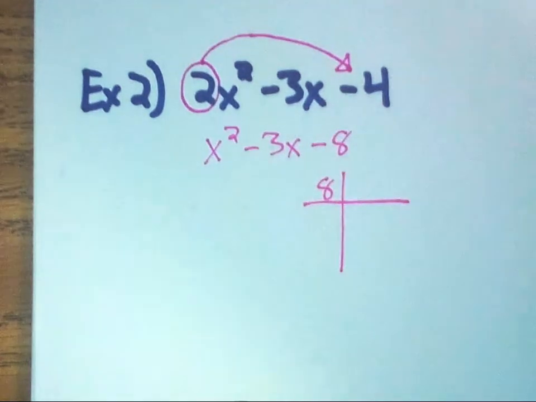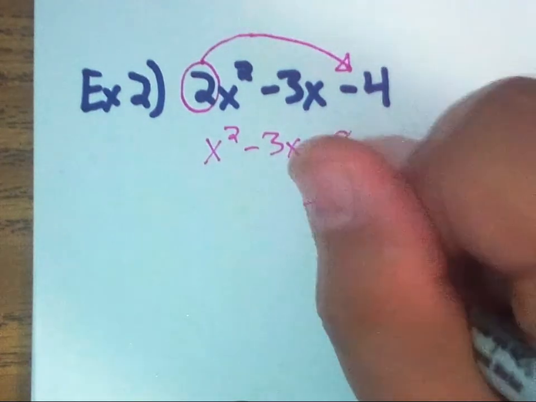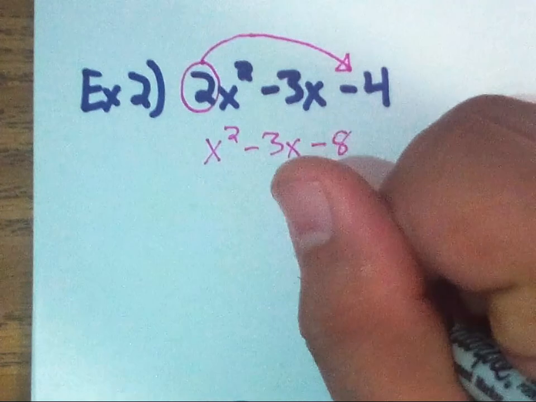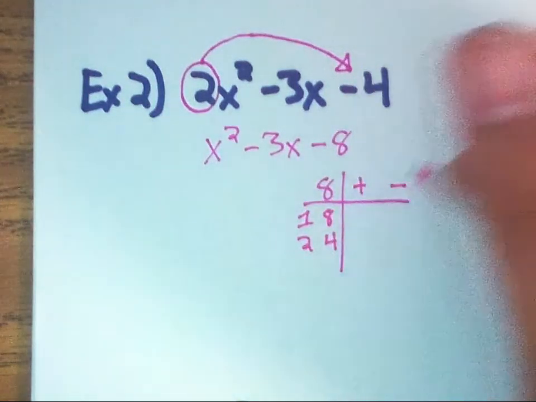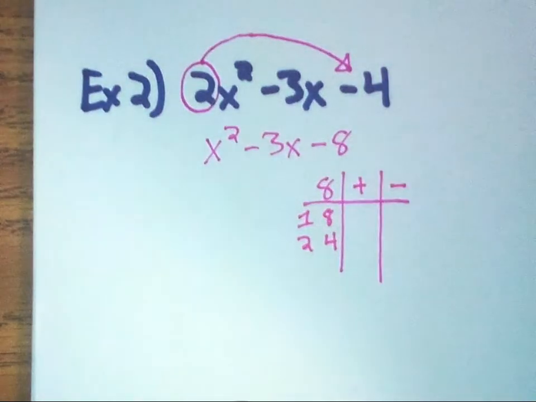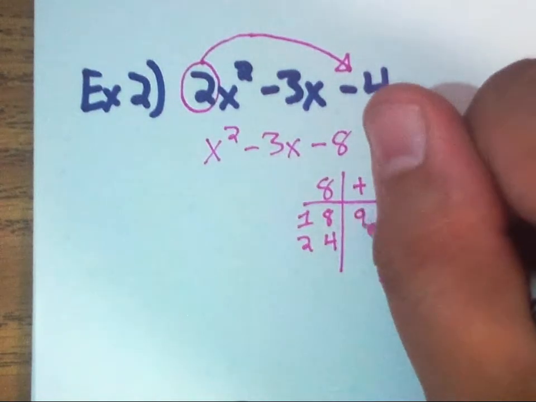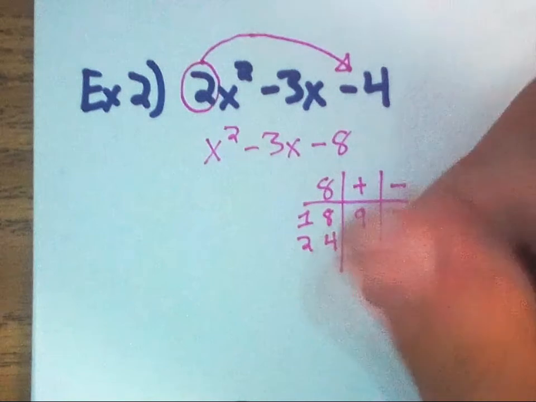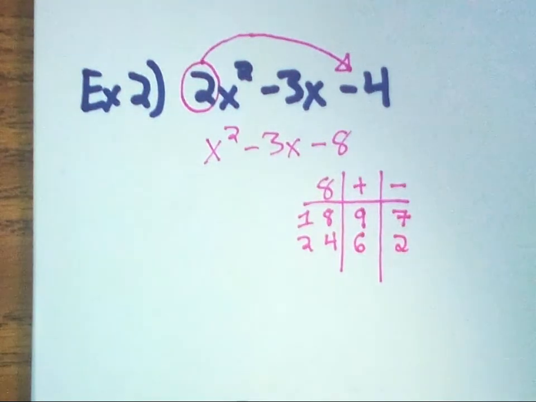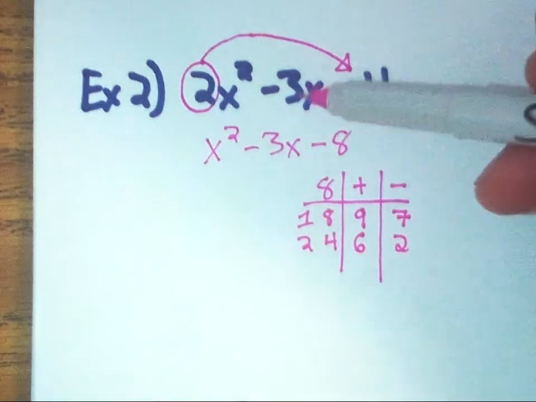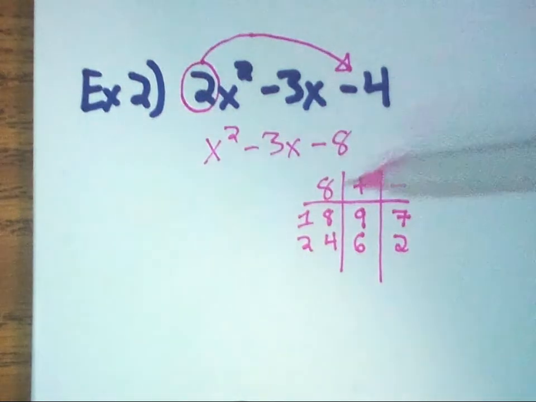I need the factors of 8. Well, there's 1 and 8, and there's 2 and 4. All right. Plus and minus. So that's going to be a 9, and that's going to be a 7. This will be a 6, and this will be a 2. Wait a minute. I'm looking for a 3, though. And this is all the factors. Oh, no.